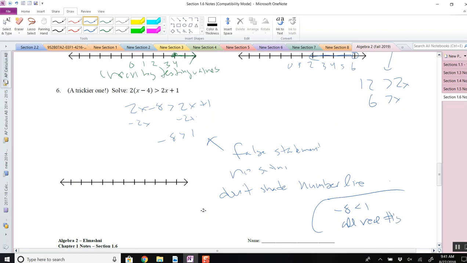Another way you could look at this too, if you like, we'll talk about graphing when we get to chapter 2. But if you graph 2x plus 1, hopefully you remember how that looks. That's y equals 2x plus 1. That's y equals 2x minus 8, which is way down here. Okay.